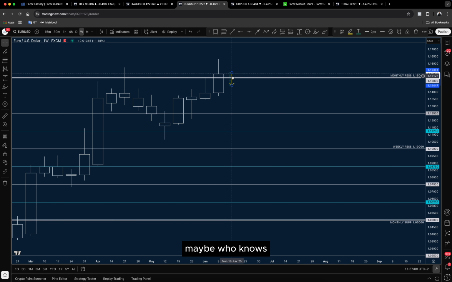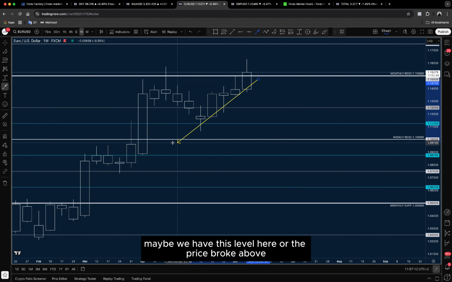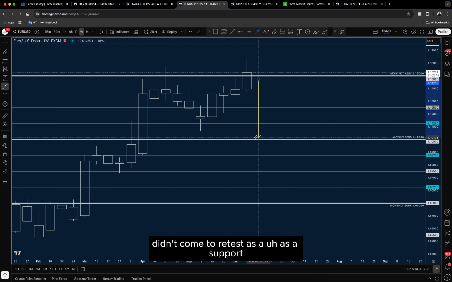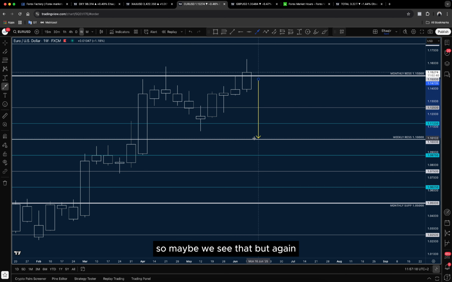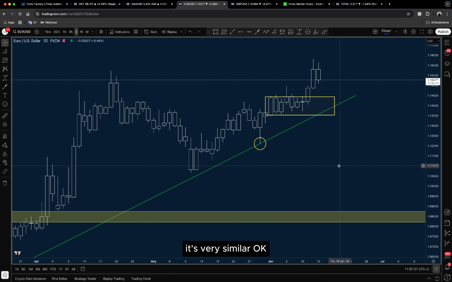Maybe, who knows, maybe we have this level here where the price broke above and didn't come to retest as a support. So maybe we see that. But again, we need to see how the weekly candle is going to close. Going to this one, it's very similar.